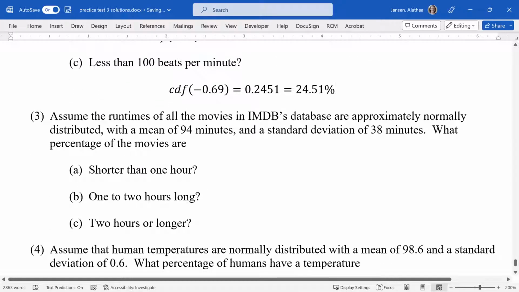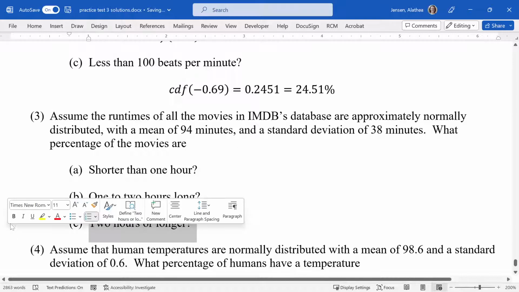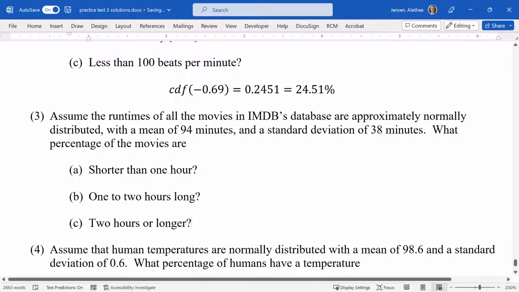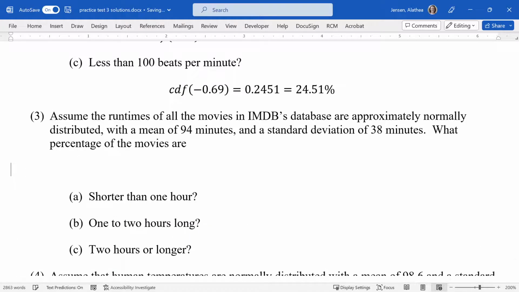Great. Next question. Assume the runtimes of all movies in IMDb's database are approximately normally distributed with a mean of 94 and a standard deviation of 38. What percentage of the movies are shorter than 1 hour, 1 hour to 2 hours, 2 hours or longer? So again, it's our three-part question. So we're going to need two z-scores.